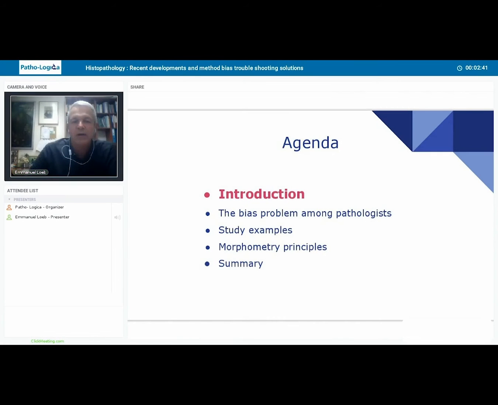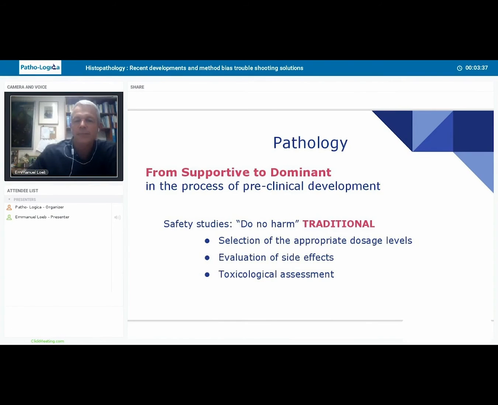I will start with a short introduction. This introduction will be on preclinical trials, the role of pathology in them, and the safety and efficacy roles that the pathologists fulfill in this context. Then we will talk about bias problems among pathologists. And further, I will give some study examples to show the variety of work we perform. Then I will talk about a very important tool, and this is the MORF3 with image analysis. And I will finalize with a short summary.